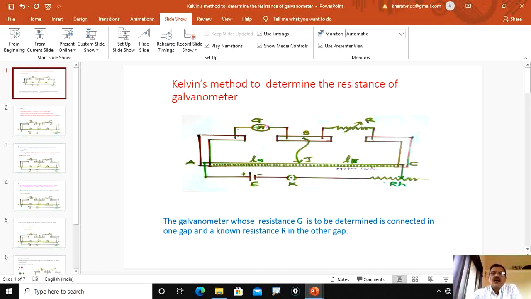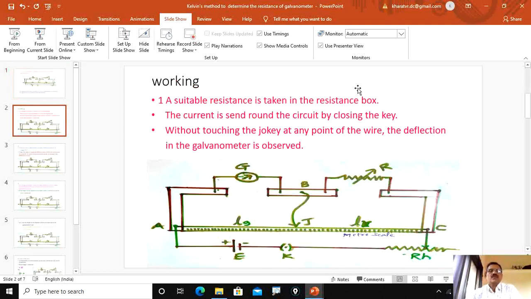Here the galvanometer whose resistance is to be determined is connected in one gap of the meter bridge. This is one gap of the meter bridge. Then a known resistance, that is the resistance box, is connected in the other gap of the meter bridge. Then a suitable resistance is taken in the resistance box.